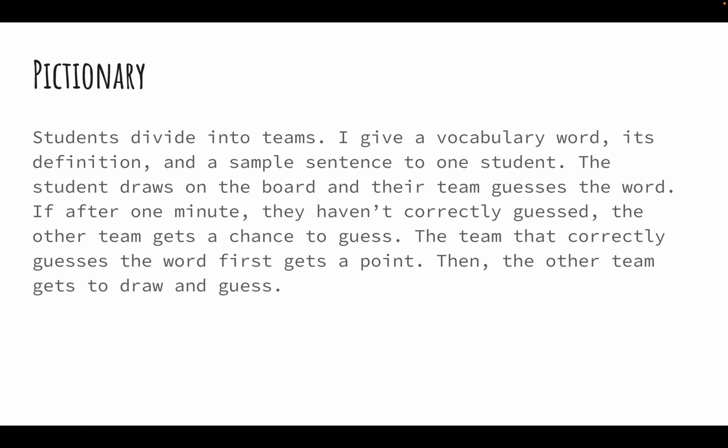So one of the first games that I like to play with my students is Pictionary. The students divide into teams. I give a vocabulary word, its definition, and a sample sentence to one student. The student draws on the board and their team guesses the word. If after 1 minute they haven't correctly guessed, the other team gets a chance to guess. The team that correctly guesses the word first gets a point. Then the other team gets to draw and guess.